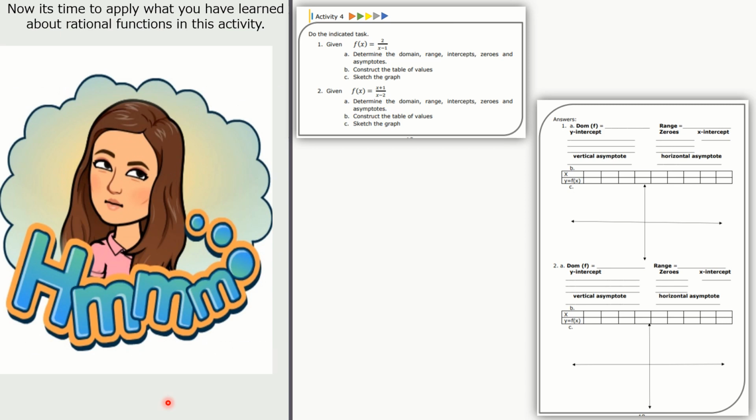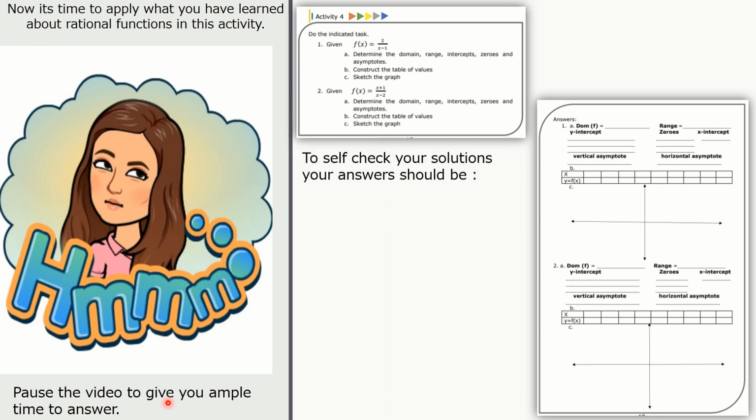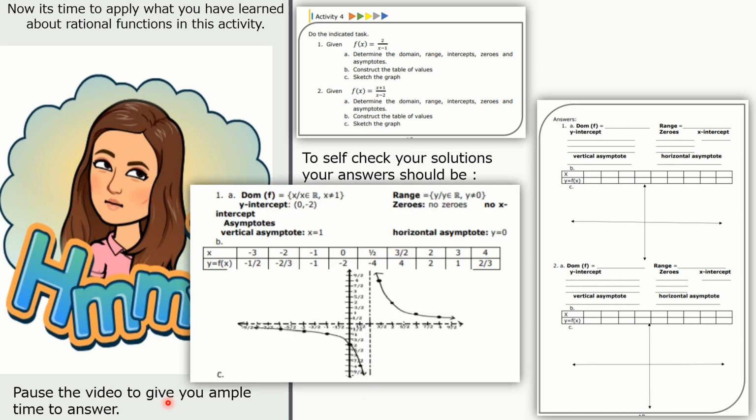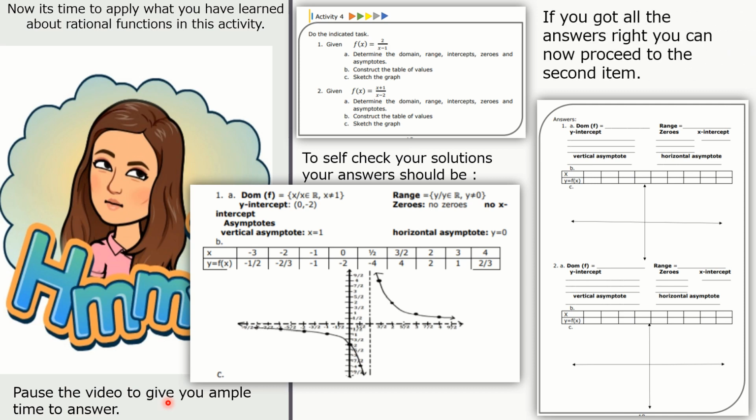Activity 4. Now it's time to apply what you have learned about rational functions in this activity. Again, pause the video to give you ample time to answer. Self-check your solutions. If you got all the answers right, you can now proceed to the second item.